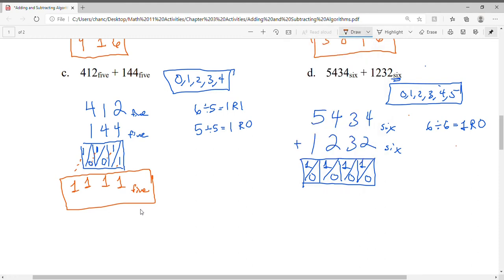Let's add our diagonals. Bring down the rightmost digit, that's 0. This is a 1. This is a 1. This is a 1. And that's a 1. So our solution for part D is 1, 1, 1, 1, 0, base 6. And that's the exact same thing we got for part D in question A.